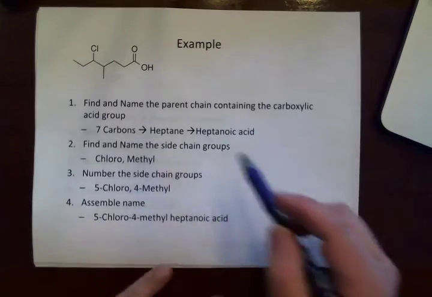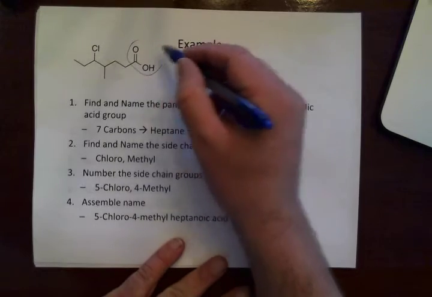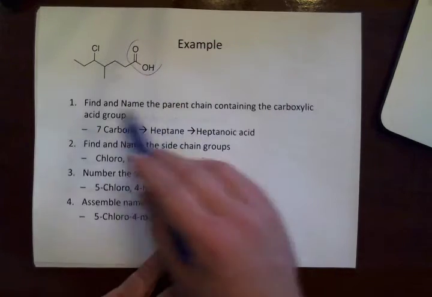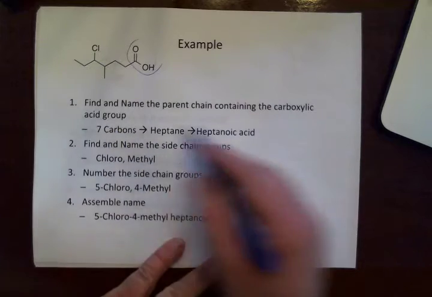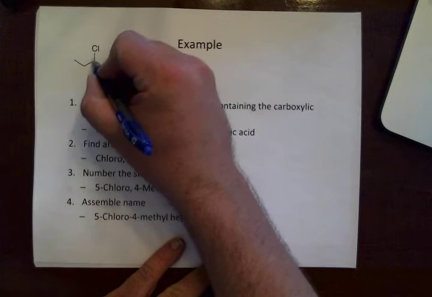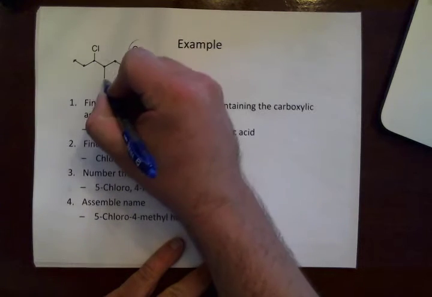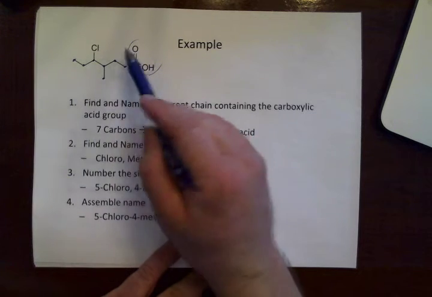So the first one here is the carboxylic acid. Here's that carboxylic acid functionality. The first thing you've got to do is find the parent chain that contains that carboxylic acid group. Don't forget, you can put the dots in where your carbons are. You might as well start here because it's got to include that carboxylic acid.